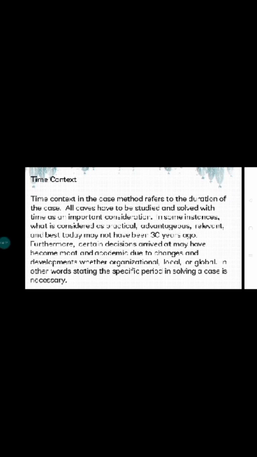So, time context in the case method refers to the specific period during which the case is analyzed and resolved. It is crucial to consider the time frame as it influences the relevance and practicality of decisions. What might be effective today could have been impractical or irrelevant. Some decisions may become outdated due to changes in the organizational, local, or global context.